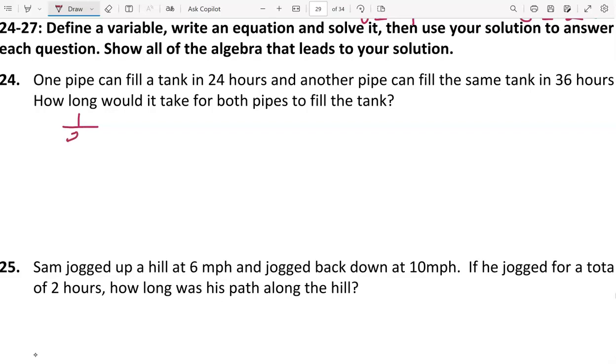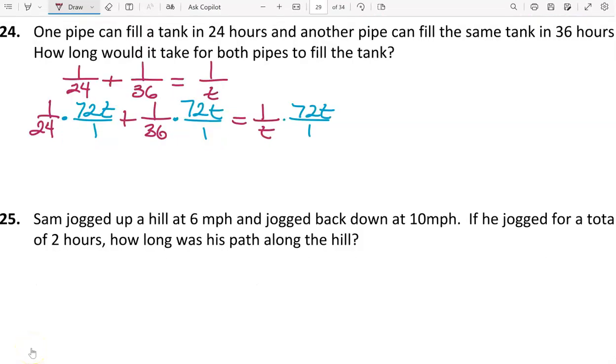1 over the time for one of the pipes alone to do the job plus 1 over the time for the second pipe to do the job alone equals 1 over the time that it would take them to do it together. So what we can do next is multiply each term by the least common denominator of all the denominators, which is 72 times t.